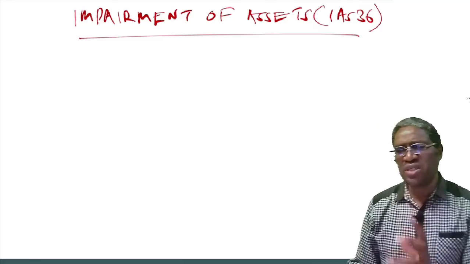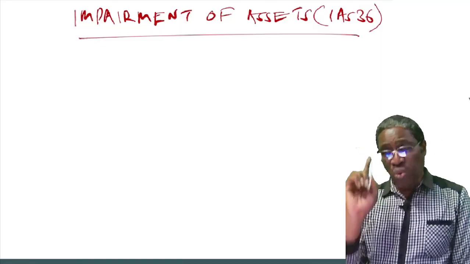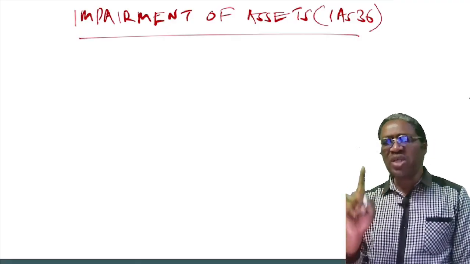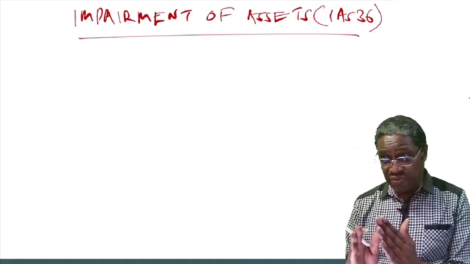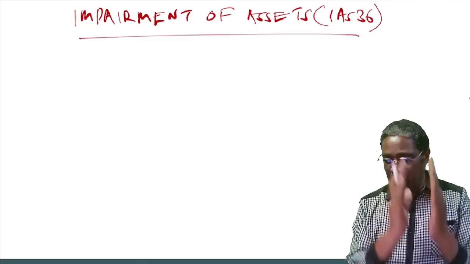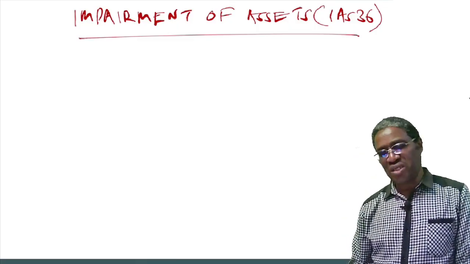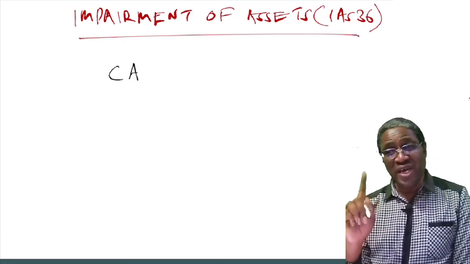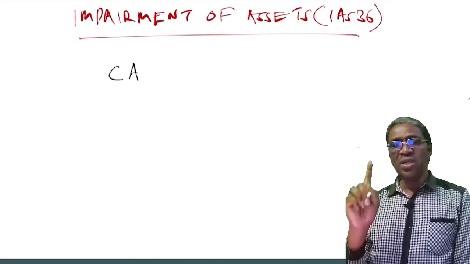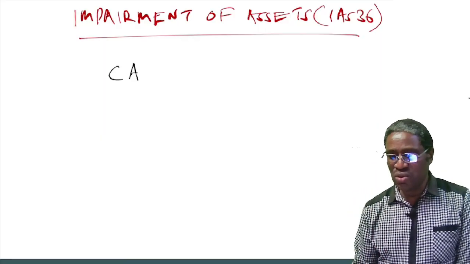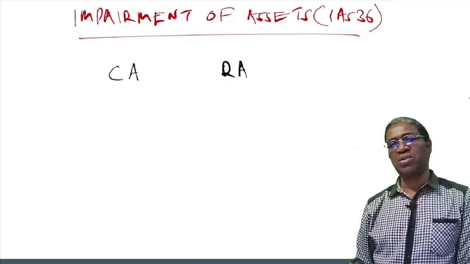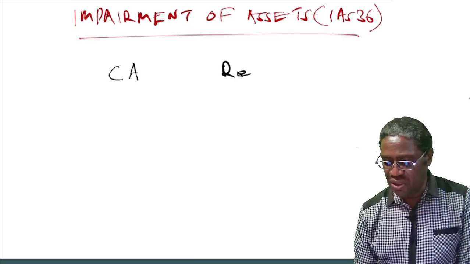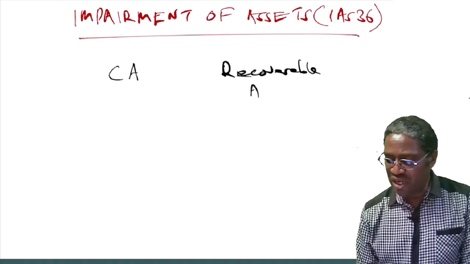Now, when a company wants to know whether their assets have suffered an impairment loss or not, that company will have to compare the carrying amount of each asset, whichever asset they are testing. They compare the carrying amount of that asset with an amount we normally call the recoverable amount.